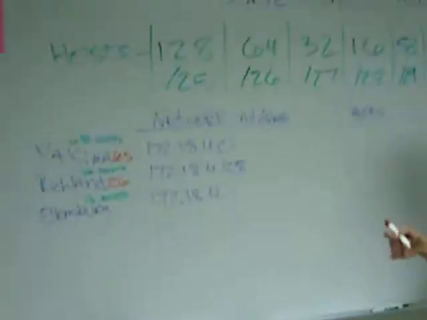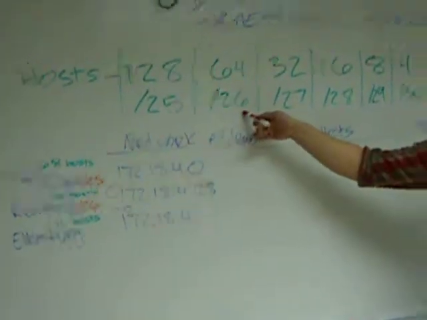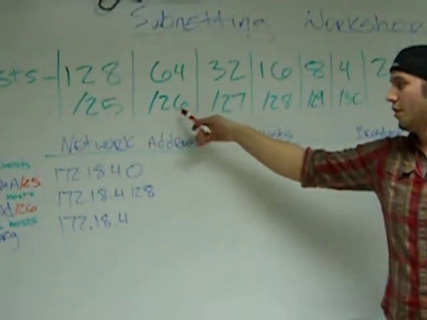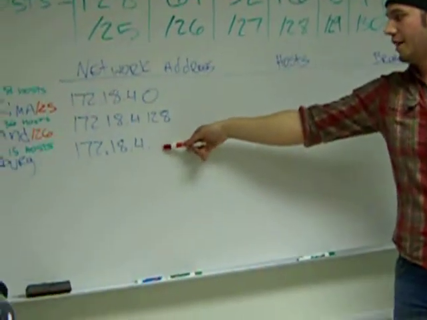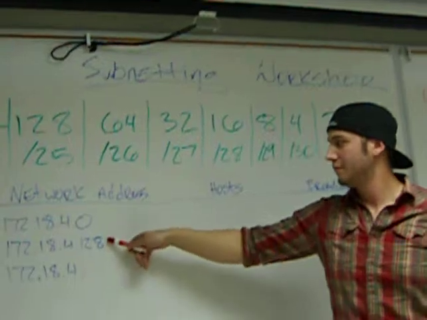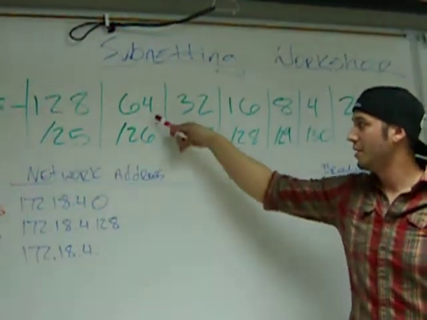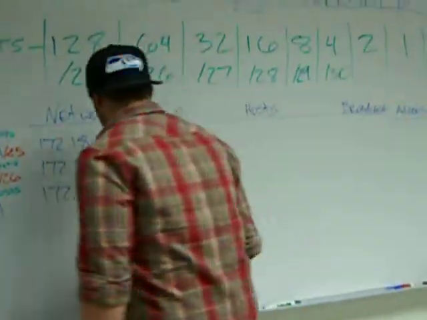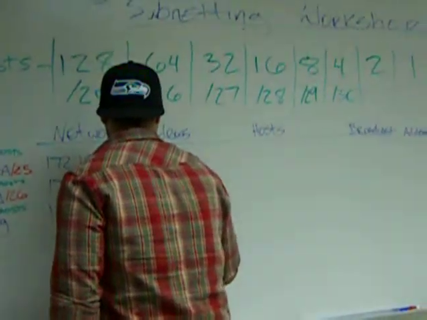So Richland was 36 hosts, right? And you guys told me that that's the one we're going to be looking at. So, to find the network address for that, how are we going to do that? Add. 128 plus 64 is 192.